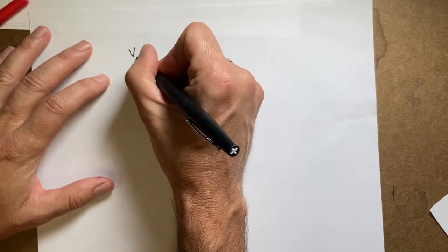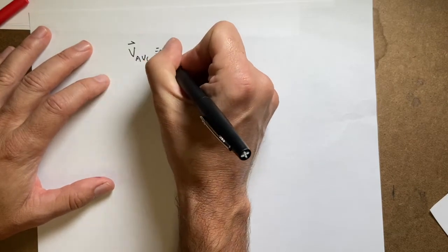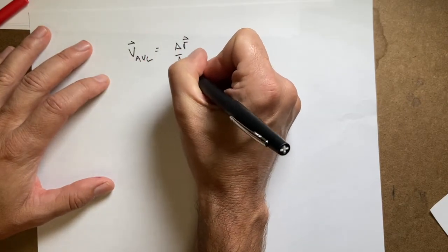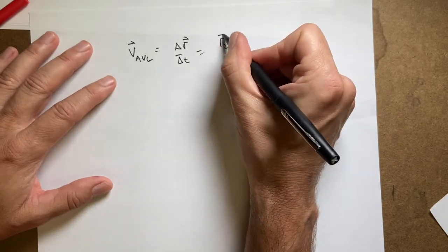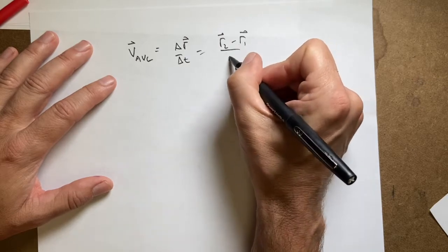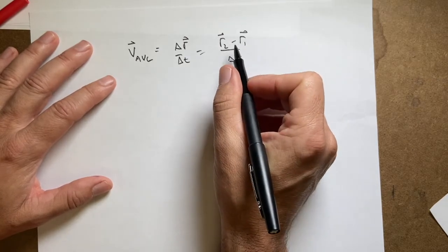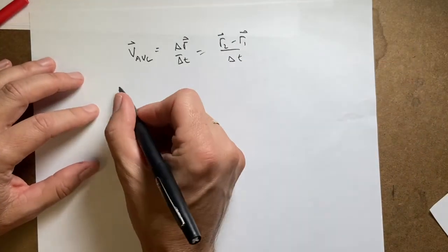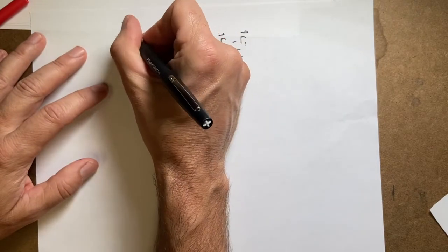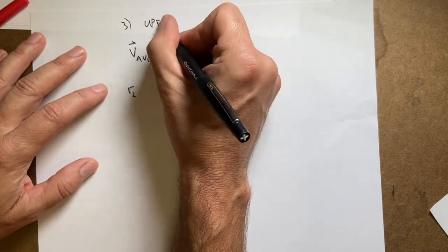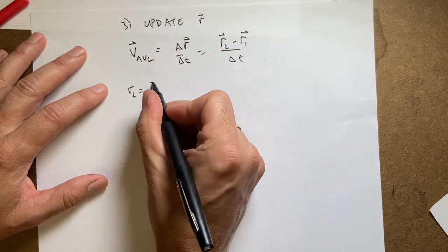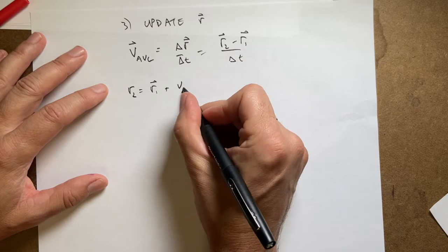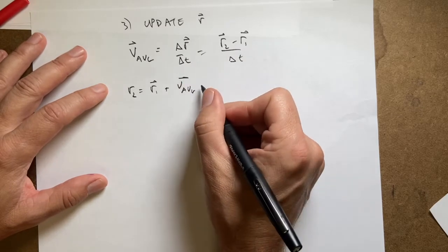So I can use the following definition for average velocity. V average is delta r over delta t. So I can do the same thing, r2 minus r1, and these are 1 and 2 in time for a particular object. I can solve for r2, and I get this step 3, update r. r2 equals r1 plus v average delta t.